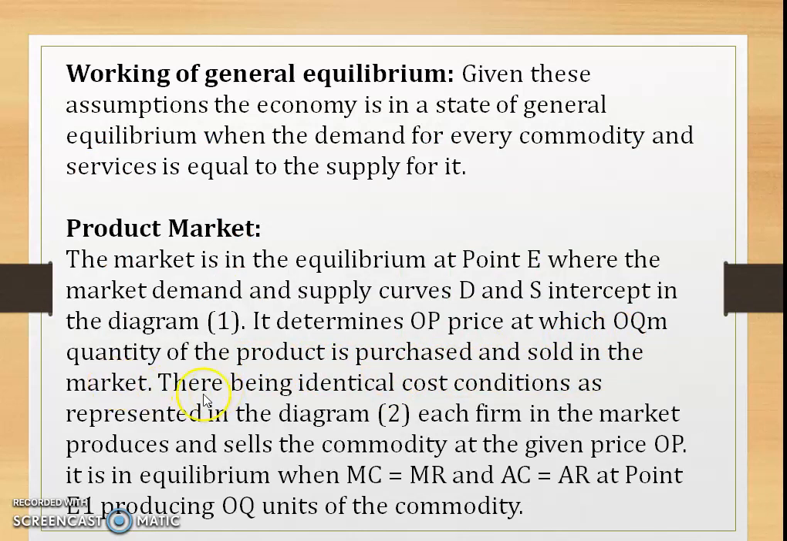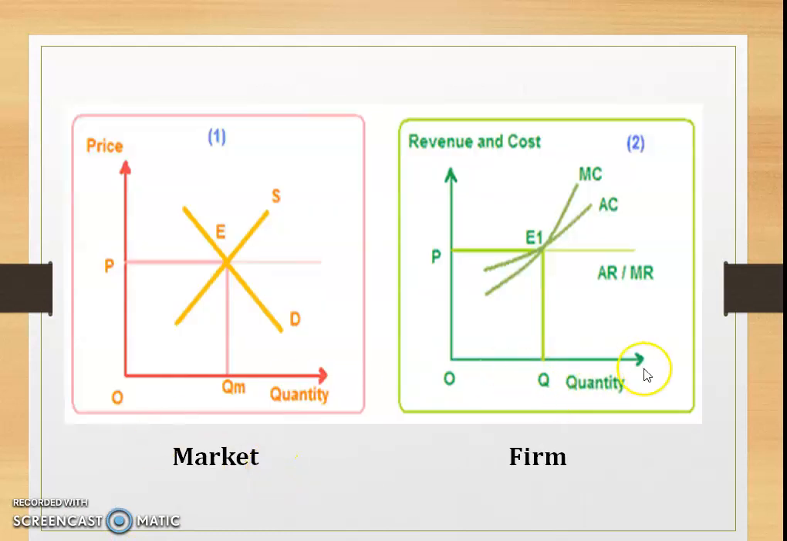There being identical cost conditions as represented in diagram 2, each firm in the market produces a commodity at a given price of OP. It is in equilibrium when marginal cost is equal to marginal revenue and average cost is equal to average revenue at point E1, producing OQ quantity of commodity. So look at here, this is the firm graph where the quantity has been considered on the x-axis and the price is considered on the y-axis.